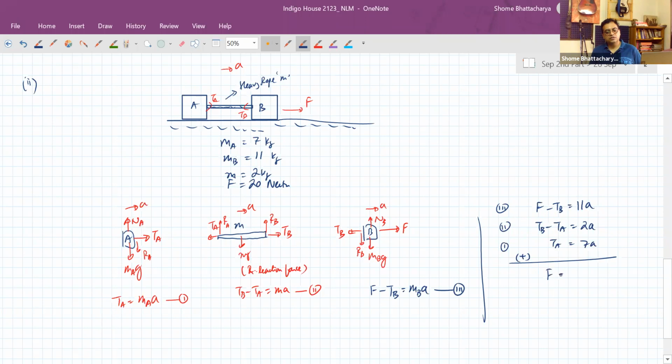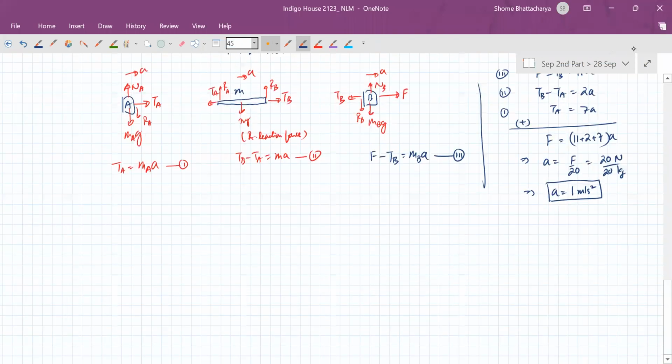So F on this side will become 11 plus 2 plus 7A. So we see that the acceleration becomes F by 20, or 20 newtons divided by 20 kgs. So once again, in this problem also we're getting the acceleration's magnitude as 1 meter per second square. And once you got that, from that we can calculate the tensions.